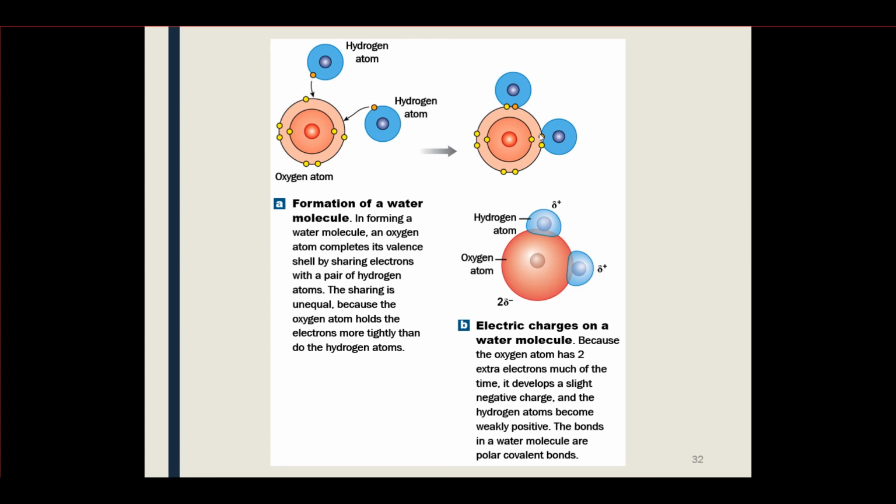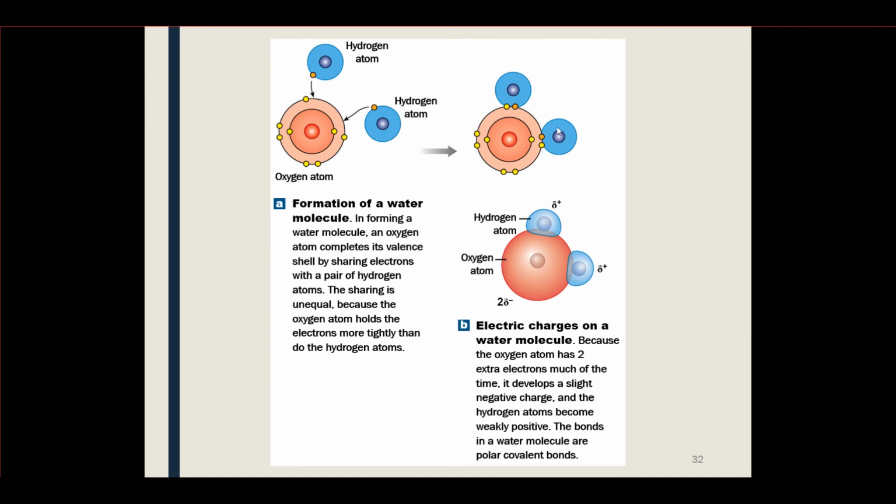But here's the deal. Oxygen has a stronger affinity for electrons. It has like a natural attraction, a pull of the electrons. So even though we're going to be sharing the electrons here and here, the electrons tend to spend more time over here on the oxygen side and less time over on the hydrogen side.